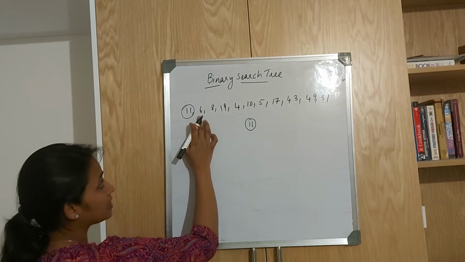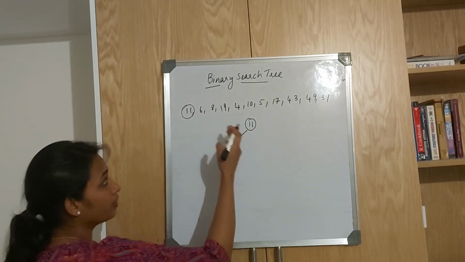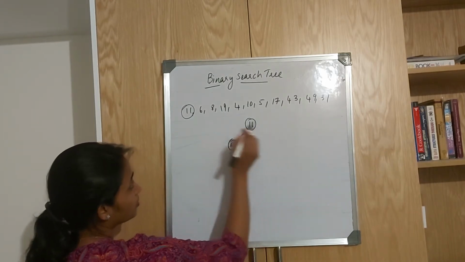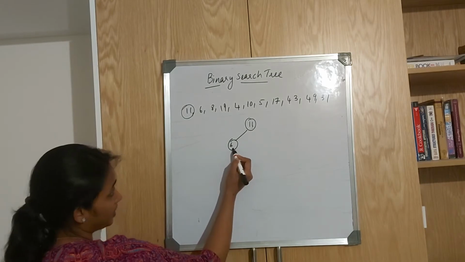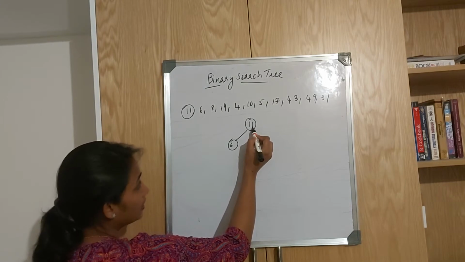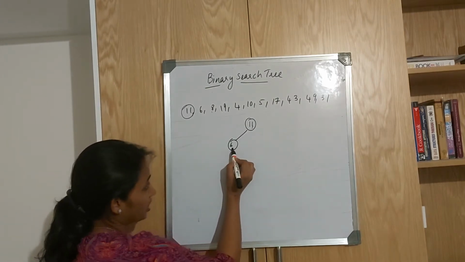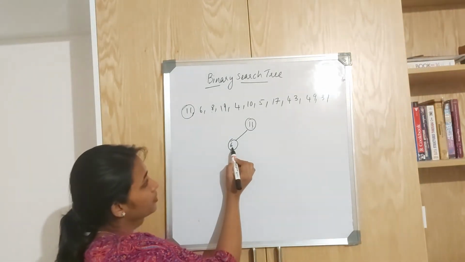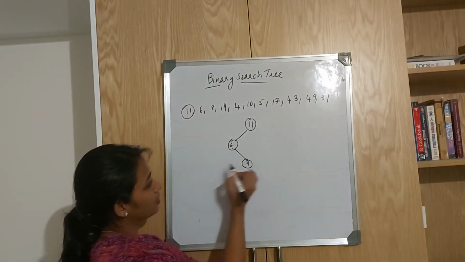If 6 is less, it will go to the left side, and if a number is greater than the root node, it will go to right side. So 6 is less than 11, so it will go to left side. Next is 8. It will check whether 8 is less than 11. So it is less than 11. Again it will come and check over here whether 8 is less than or greater than 6. So 8 is greater than 6, so it will go to the right hand side.